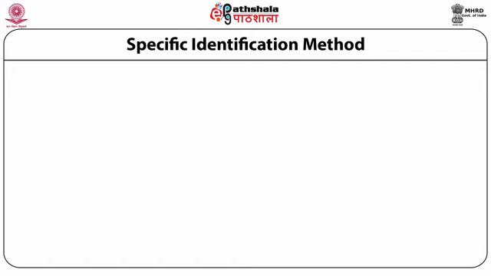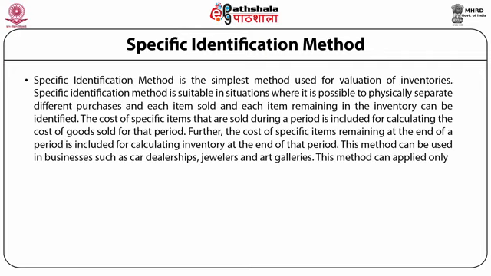Specific identification method. The specific identification method is the simplest method used for valuation of inventories. It is suitable in situations where it is possible to physically separate different purchases and each item sold and each item remaining in inventory can be identified. The cost of specific items that are sold during a period is included for calculating the cost of goods sold for that period. Further, the cost of specific items remaining at the end of a period is included for calculating inventory at the end of that period.